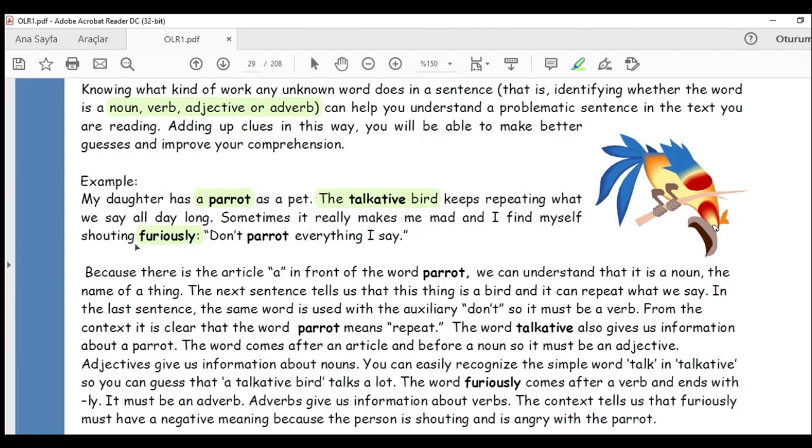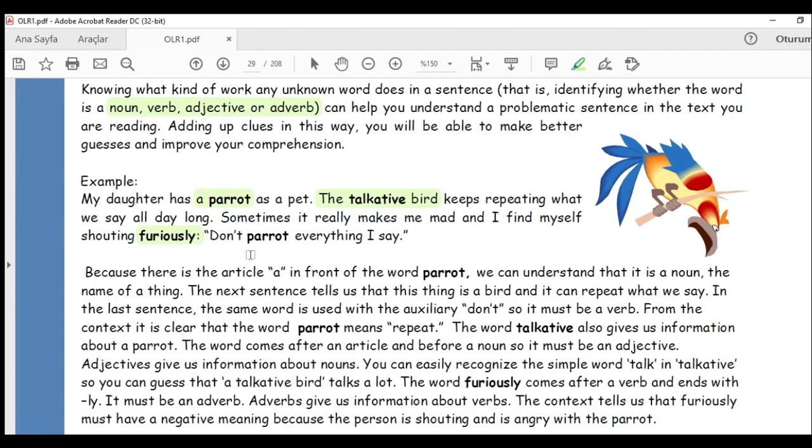So, how do you shout? How does this person shout? She or he shouts furiously, angrily. It gives the manner of the verb. So it is talking about the verb. That means it is an adverb.